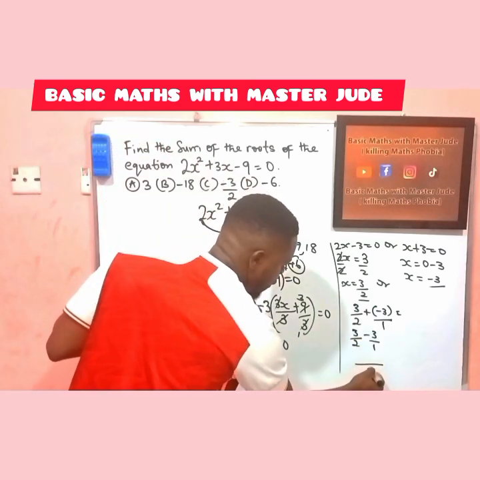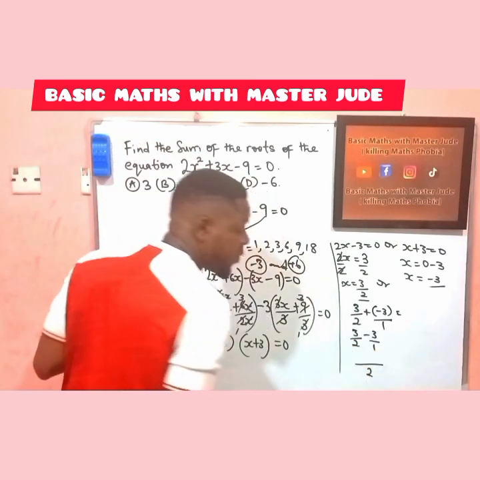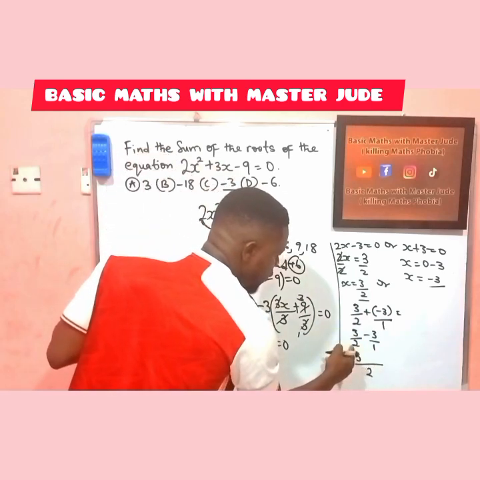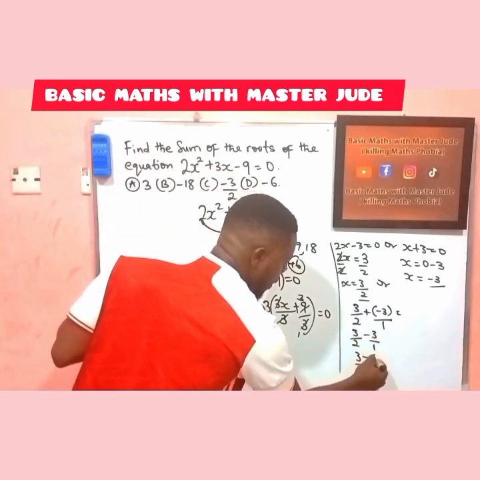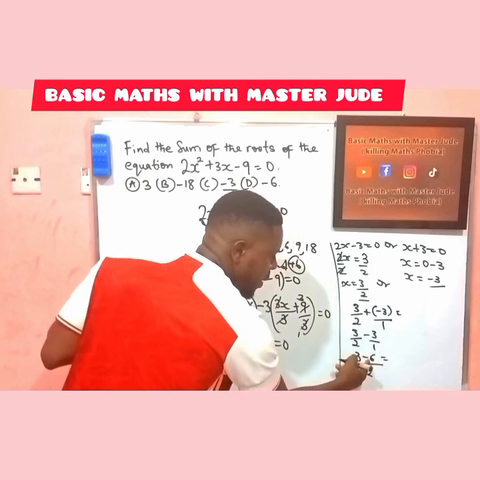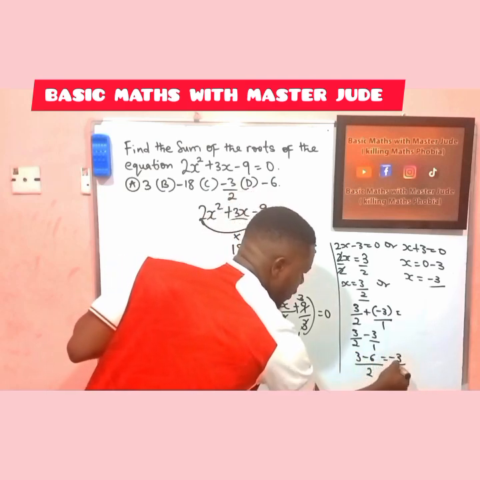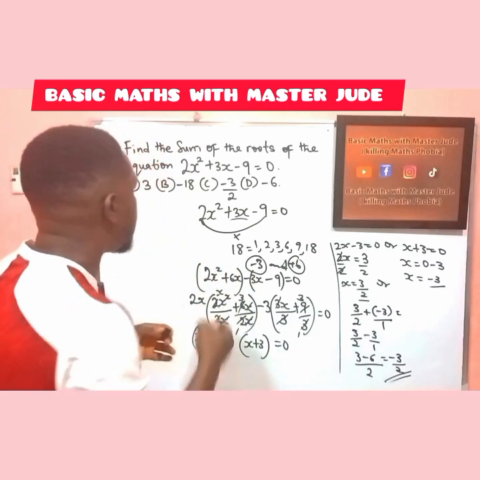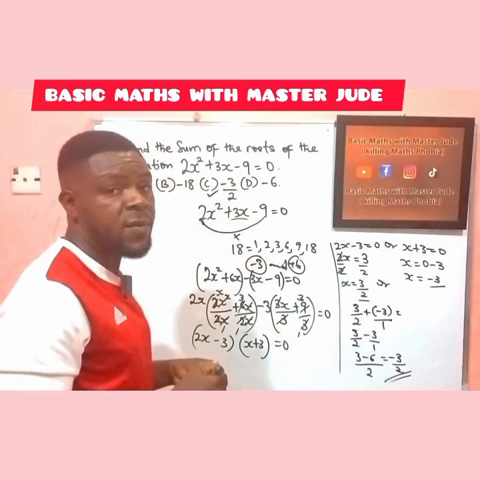2 times 1 is 2. 3 multiply 1. Let's use the butterfly method. 3 multiply 1 is 3. 2 times 3 is 6. 3 minus 6 is minus 3 over 2 as my answer. So let's check our options. Option C is the correct answer.